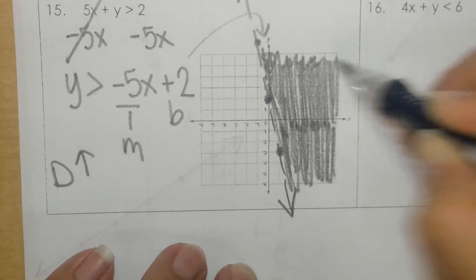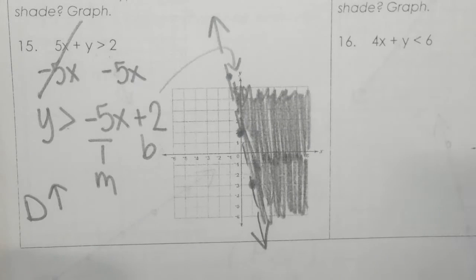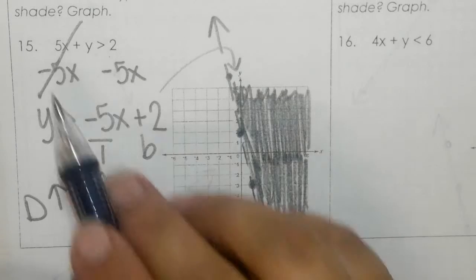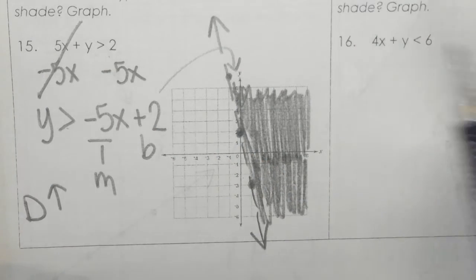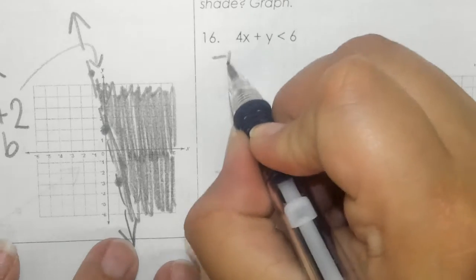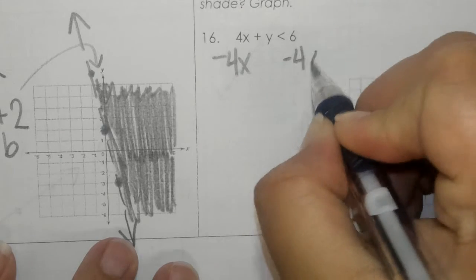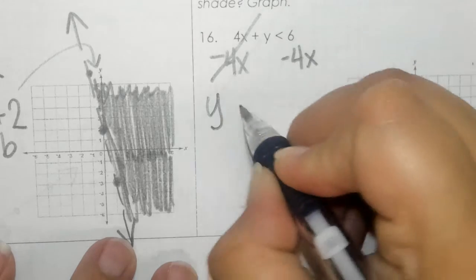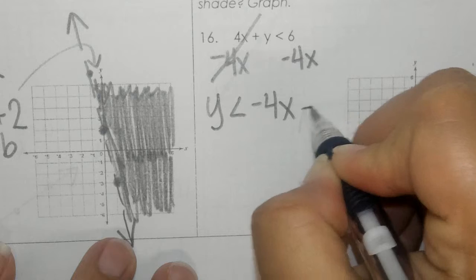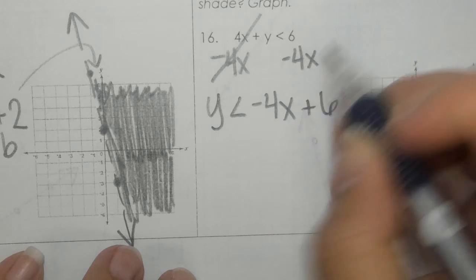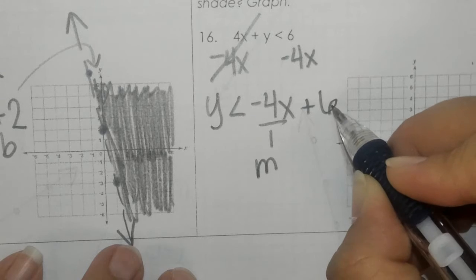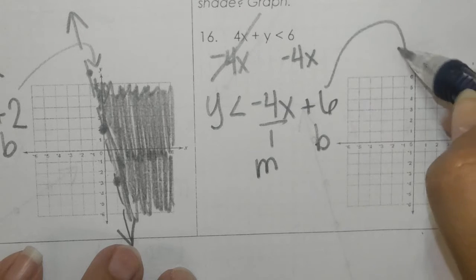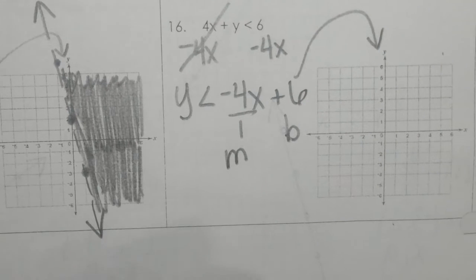Okay. Last one, number 16, is very similar to number 15. Just like on this one we had to subtract the 5x, we're going to subtract the 4x on number 16. So subtract the 4x. We get y is less than negative 4x plus 6. That negative 4, put it over 1, is your slope. That last number is your b, and that is where you begin on the y-axis.